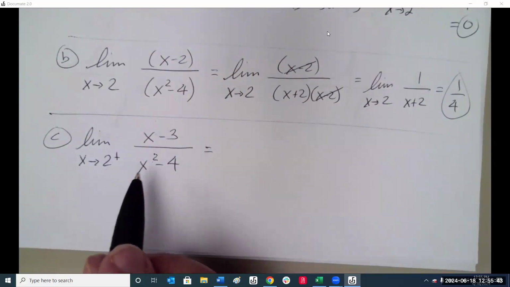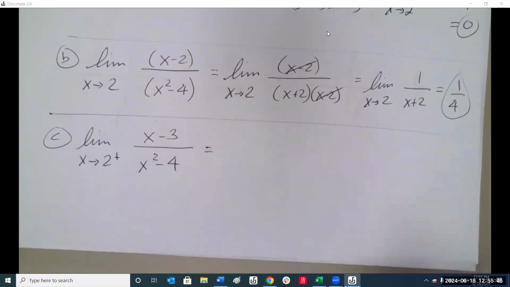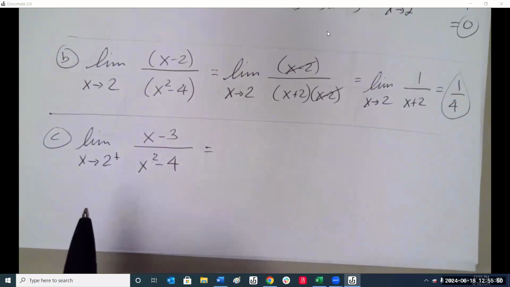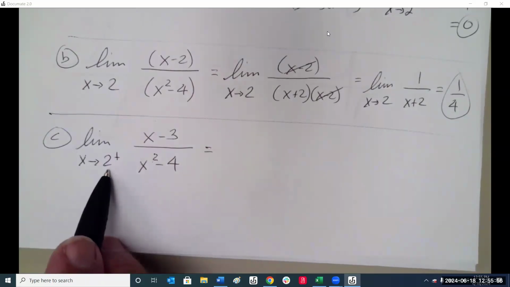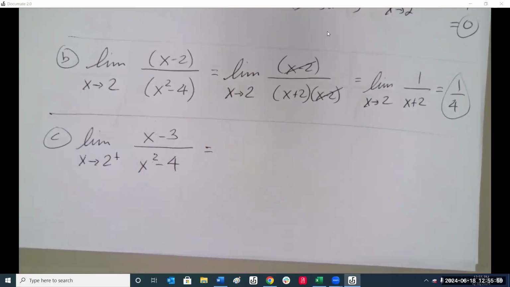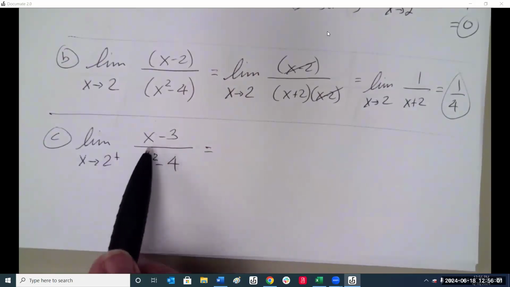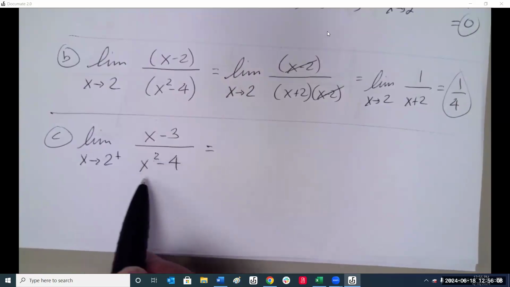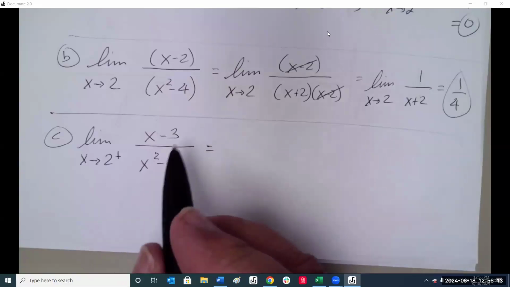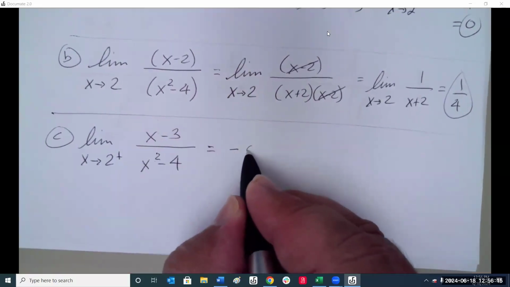Anybody guess? It's going to go to infinity. We know that because it's an asymptote. Is it going to positive or negative infinity? Because 2 is an asymptote, we know it's going to go to infinity. What happens to the top? If we plug in 2 in here, what's going to happen? It's a negative, because the bottom can never be negative. So that means we're going to negative infinity.